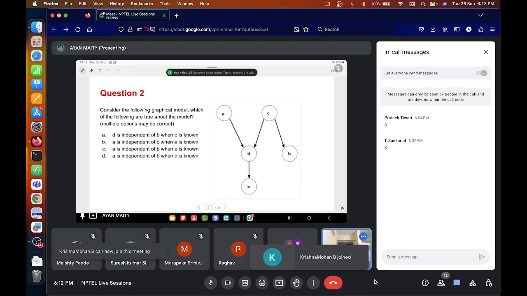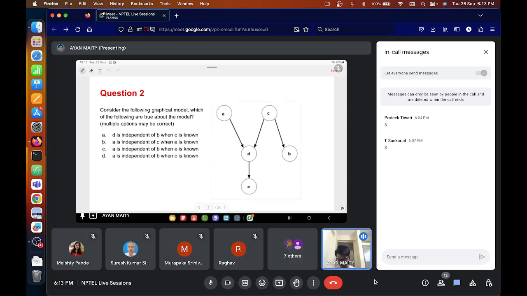This is again on Bayesian network. This Bayesian network or graphical model is given on the right hand side, and there are 4 options. You have to find out which of the following is or are true. There may be multiple correct answers in this question. First option is D is independent of B when C is known. Second option, A is independent of C when E is known. Option C is A is independent of B when E is known, and last option is A is independent of B when C is known.